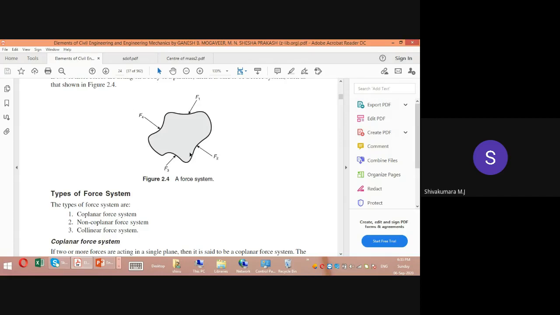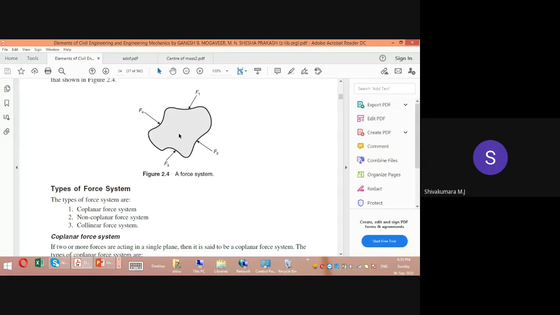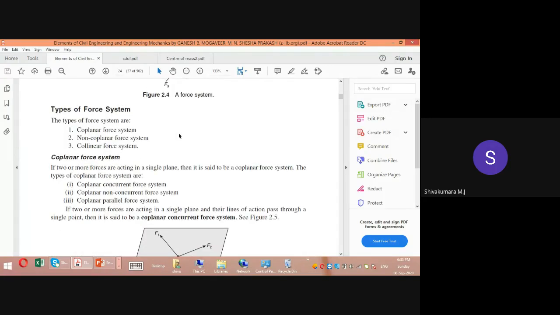So the lines of action of all these four forces are not meeting at one single point. If that is the case, this force system is called a non-concurrent force system. But if the lines of action of all these forces are meeting at one single point, such a system is called a concurrent force system. Got it? Concurrent and non-concurrent.